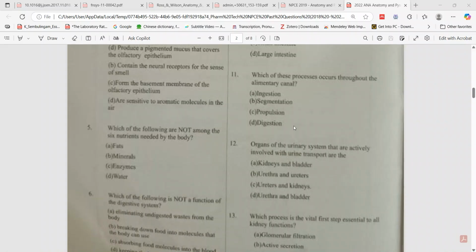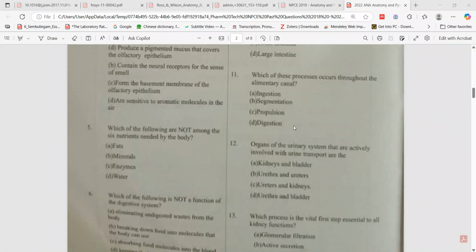Transport of urine. The kidneys do not transport urine, they form the urine. So the liquid is formed, and for transport we have the ureter and bladder. Option D. No, sorry. Urethra. Sorry, B. Urethra and ureters. Yes, it's option B.